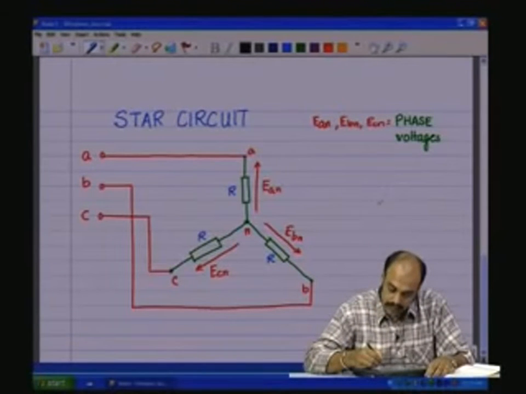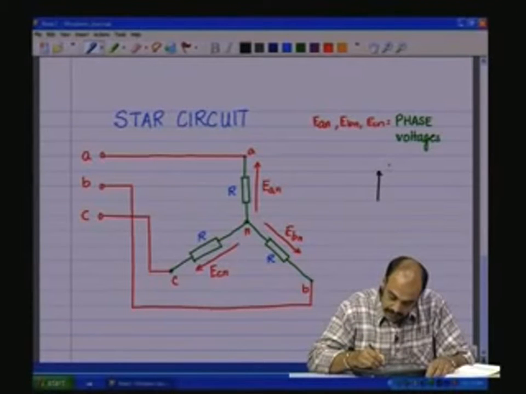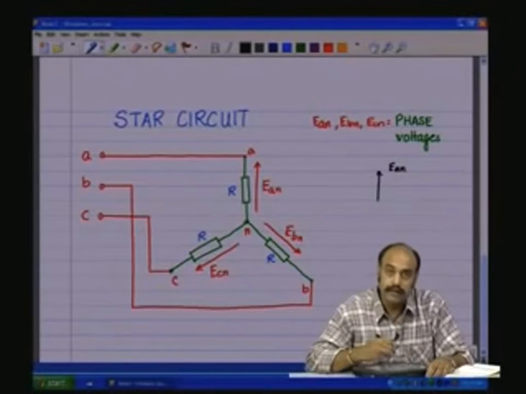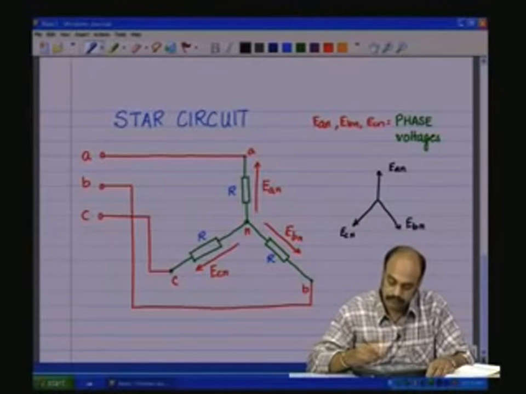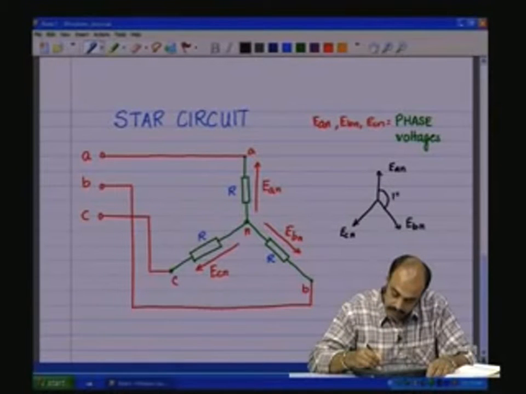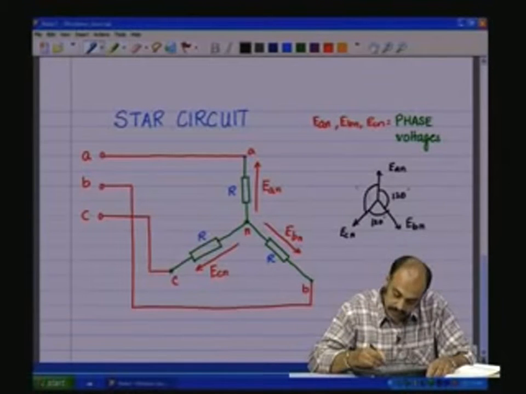Now, the phasor diagram is also like this. This is EAN, 120 degrees lagging EBN, 240 degrees lagging ECN. You see. So, this is 120 degrees, this is another 120 degrees between C and B, and then another 120 degrees between A and C.